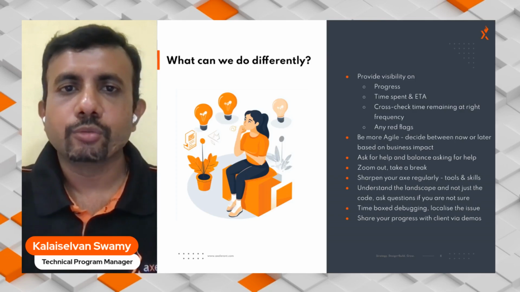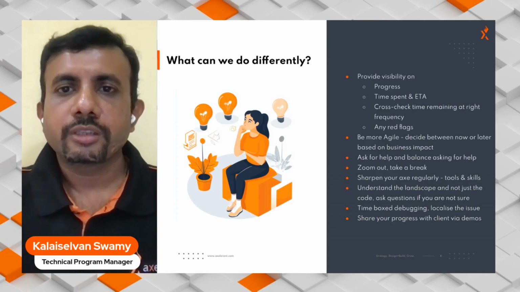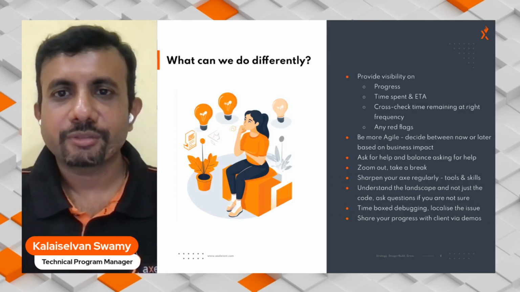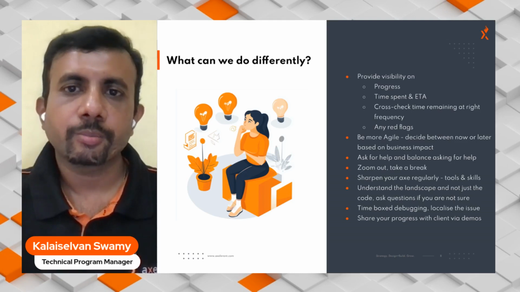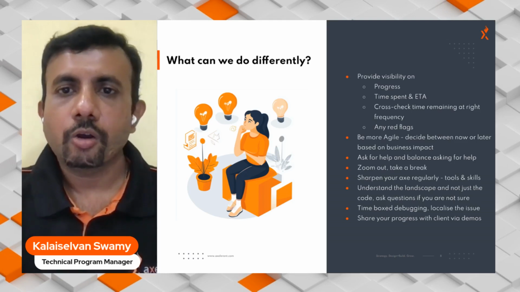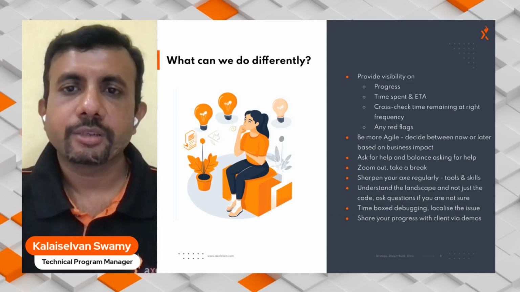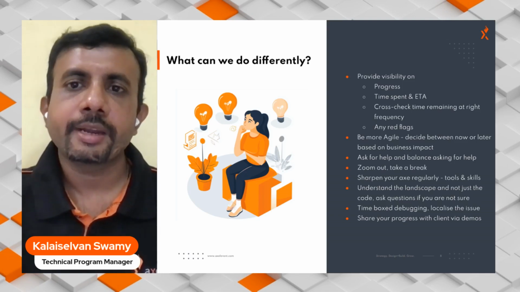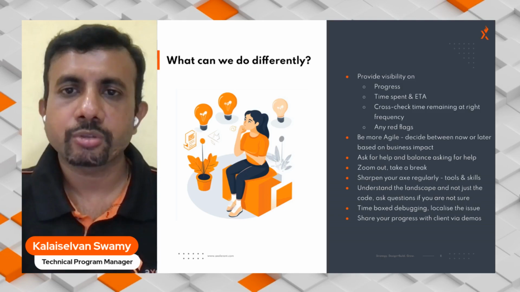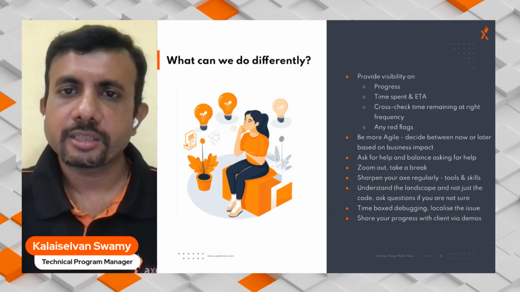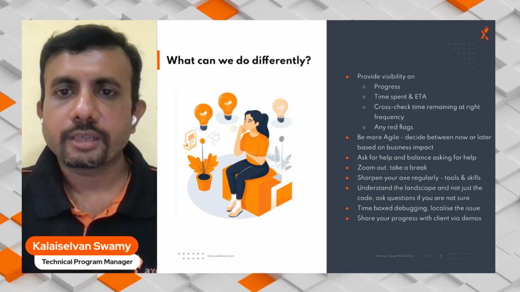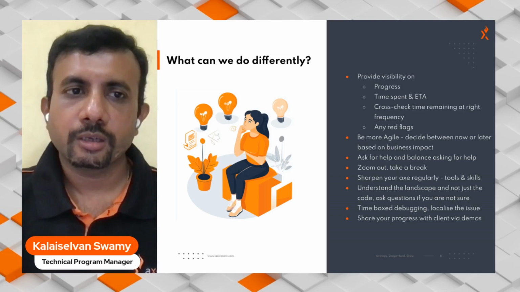So, what can we do differently in this phase? It's important that we provide visibility, first of all, on various aspects like the progress of your current task, how much you have completed and how much is pending, and also the time spent so far, of course, and the updated ETA based on the efforts spent so far. This helps the project manager and all the stakeholders to know whether we are expecting an overrun or are we on track with the estimates.